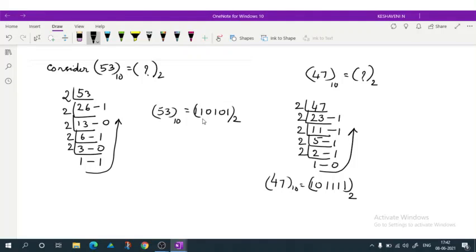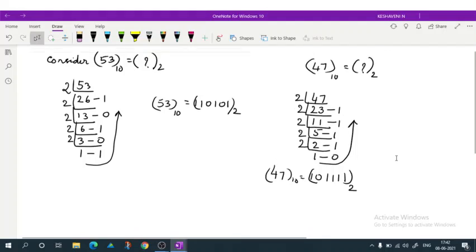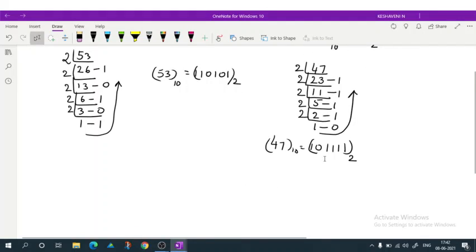So how can we check whether this is correct or not? Checking can be done like this. See, the first position is 2 to the power of 0, then 2 to the power of 1, 2 to the power of 2, 2 to the power of 3, 2 to the power of 4, 2 to the power of 5. So you have the 2 to the power of 0 position, 2 to the power of 1 position, 2 to the power of 2 position, 2 to the power of 3 position, 2 to the power of 4 position, 2 to the power of 5 position.